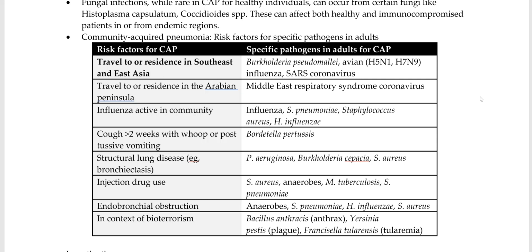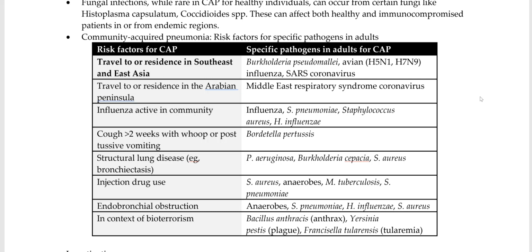If you know that, okay, person is coming from a community where influenza virus is very active, then obviously influenza should be kept in mind. But also keep in mind that secondary infection with bacteria like Streptococcus pneumoniae, Staphylococcus aureus, and Haemophilus influenzae are also common in such cases. If you see that cough is more than 2 weeks and it ends in a whoop or there is vomiting followed by this cough, then obviously pertussis has to be kept in mind, which is caused by a bacteria known as Bordetella pertussis.